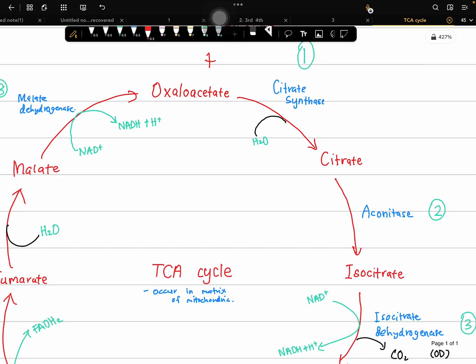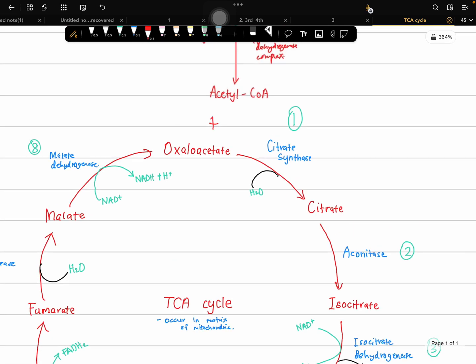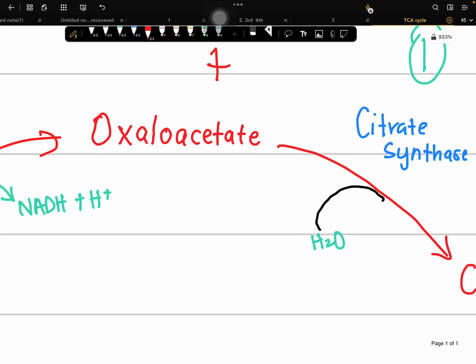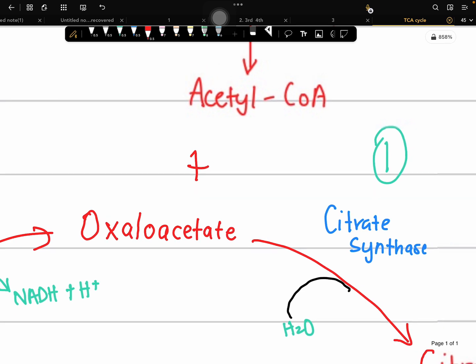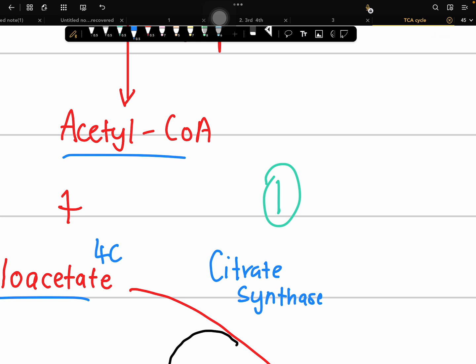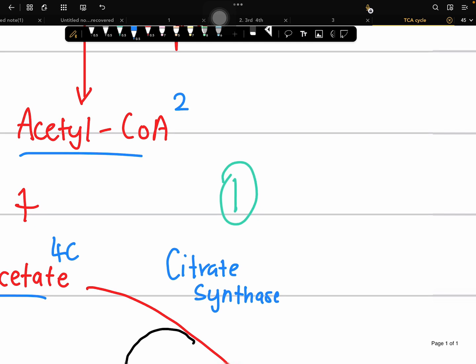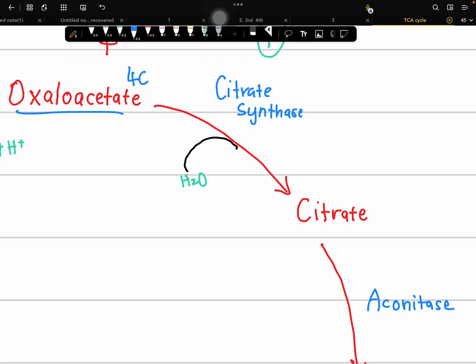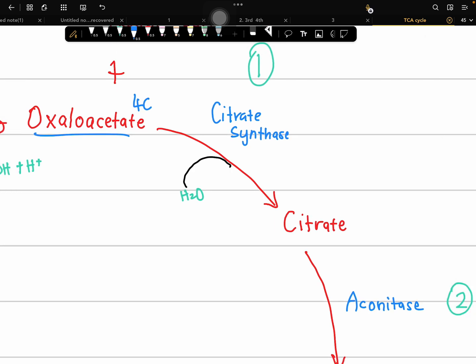And then in the TCA cycle, we have 8 steps. The first step is the combination. The oxaloacetate will combine with the acetyl-CoA produced by the pyruvate oxidation. This is a 4 carbon molecule, and acetyl-CoA is a 2 carbon molecule. So we combine these two to produce citrate, which is a 6 carbon compound. This first step is catalyzed by the enzyme citrate synthase.